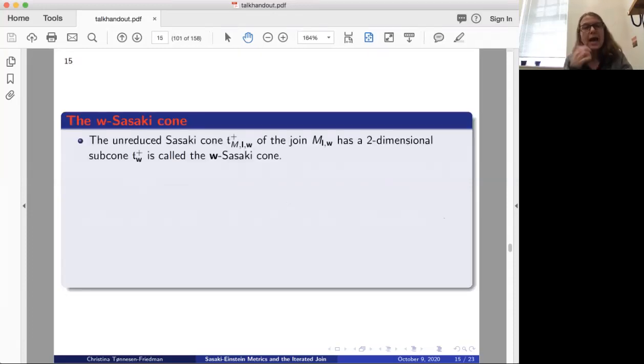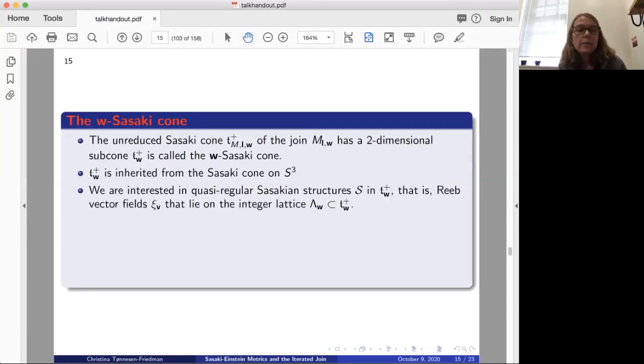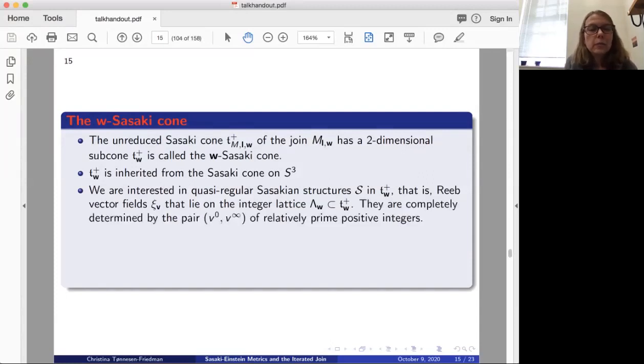All right, within there, we have a part of the Sasaki cone that we will focus on. There's a two-dimensional subcone in there that's basically inherited from the Sasaki cone on S3. So we ignore whatever comes from M. And we are interested, as I said in the beginning, in the quasi-regular ones of those. So we look at this lattice within our subcone, W cone. And we can, I don't know, parameterize is the right word, but anyways, array in there, in that part of the Sasaki cone is determined by a pair of relatively prime positive integers, V0 and V infinity. And of course, it's not an accident that I'm recycling these letters from before, from the Calabi construction.